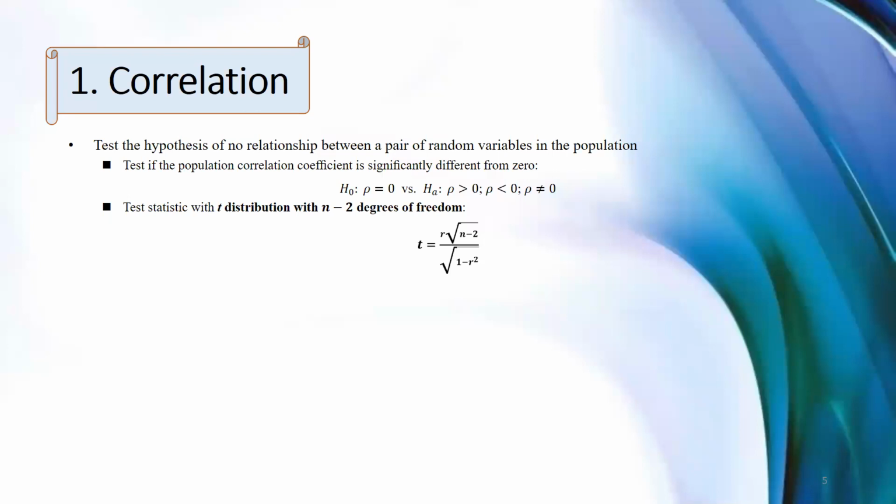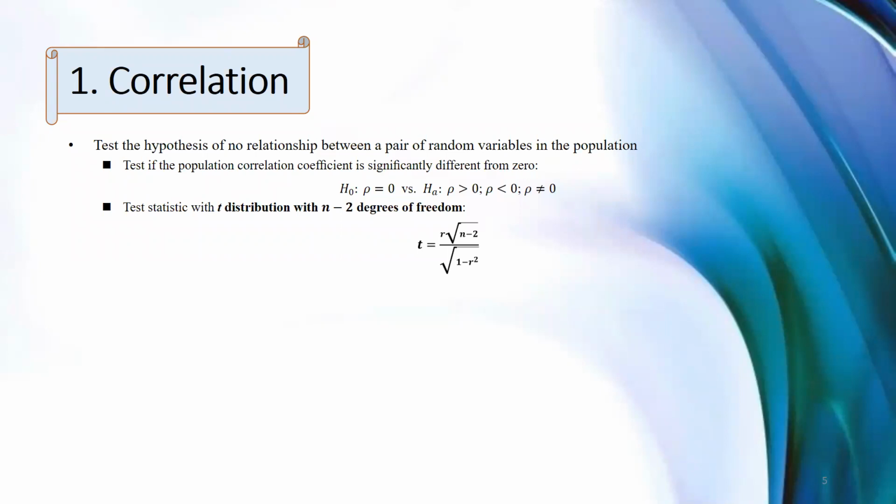How do we verify whether two random variables are correlated? We can do a hypothesis test. We are going to test the hypothesis of no relationship between a pair of random variables in the population. First, we set up a null hypothesis, H0, that rho equals 0. Again, remember, when your rho or your R is 0, that means there is no correlation. So the null hypothesis says there is no correlation.